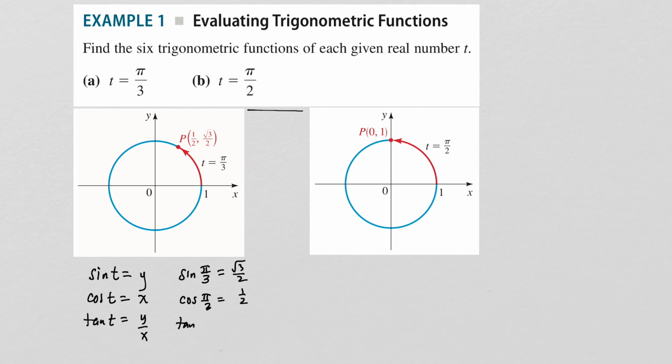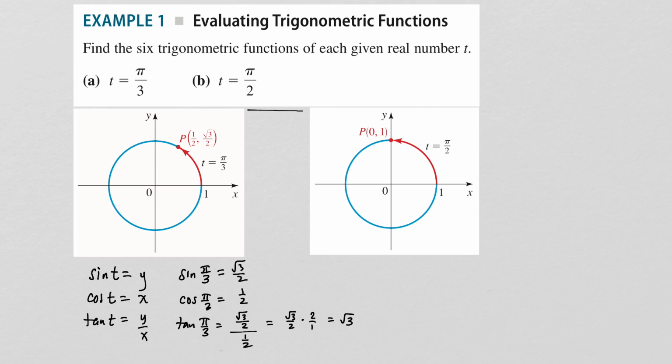And then tangent of pi over 3, the definition is y divided by x. So the y value is radical 3 over 2, the x value is 1/2, and so that is going to be radical 3 over 2 divided by 1/2, which is radical 3 over 2 times 2 over 1, which simplifies to radical 3.